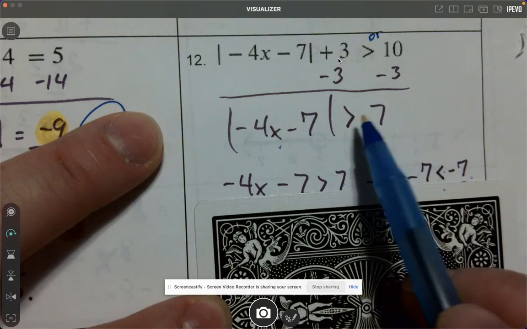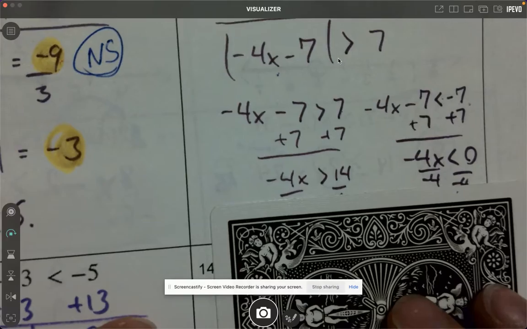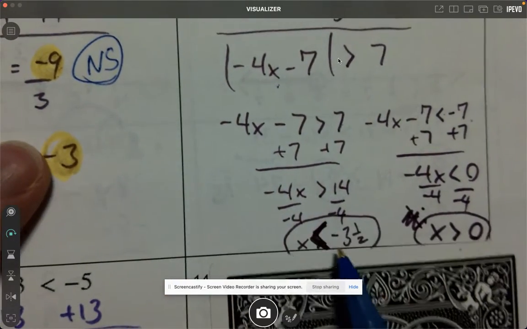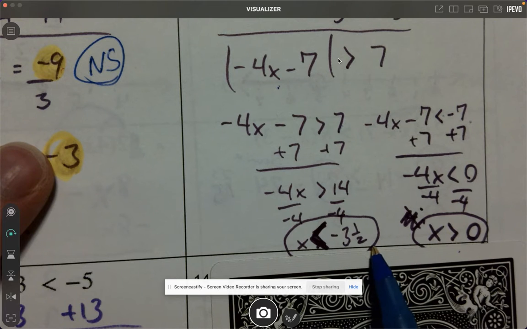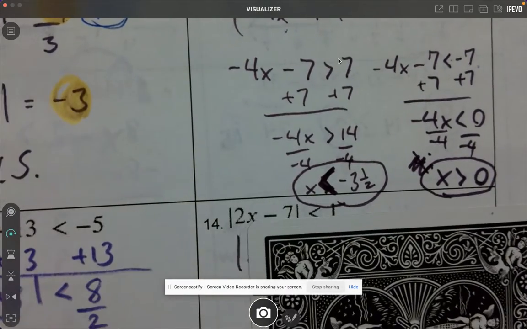So again, it's still going to give me a split, because when I solve it, add 7, divide by negative 4. Okay, got to switch both signs. So this is now going to be x is less than negative 3.5, and this is x is greater than 0. So it gives me the split.